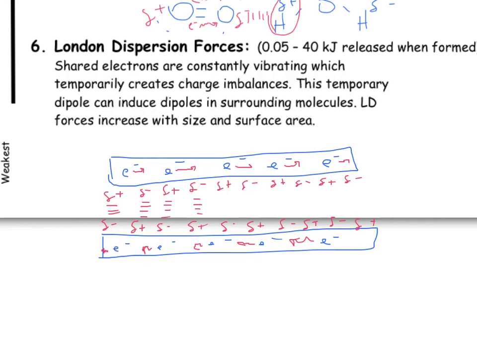Now, the way LDs work, the bigger your bar, the more electrons you have, which means the more they vibrate, which means the more slight charges you have, so the stronger the LDs. Same with surface area. Bigger surface area, more electrons waving next to that surface, the more slight charges that get generated, and the stronger the LD force is.